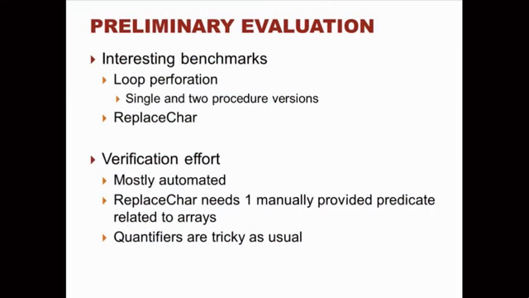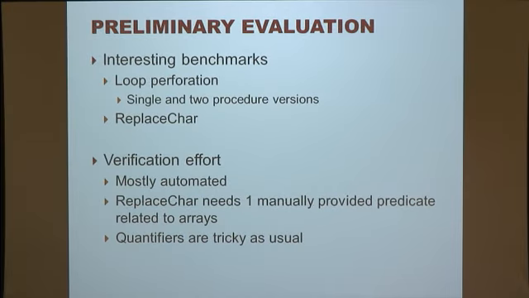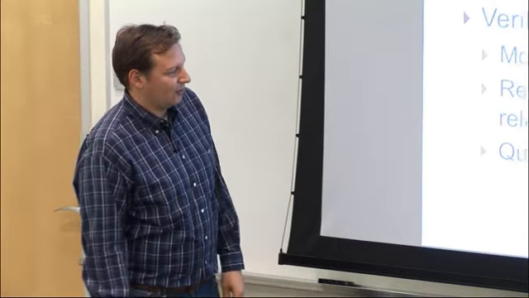We've been playing with this a little bit. We have a preliminary evaluation, I think with two or three examples. So this loop perforation that I showed, and replace character. Same example, we just proved termination. And it's pretty automated. Again, we only need one or two manually provided predicate templates. Quantifiers are kind of tricky, and we do see non-termination and things like that. We've been working on this in the previous couple of days. So that's termination.